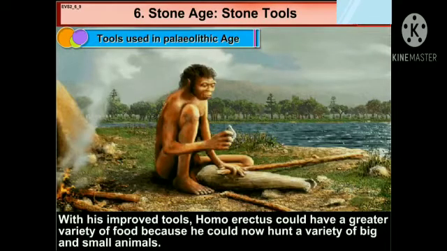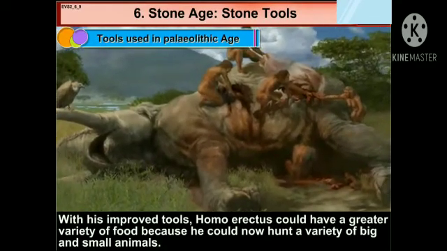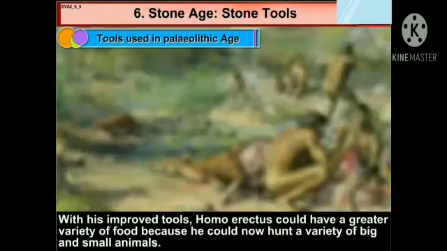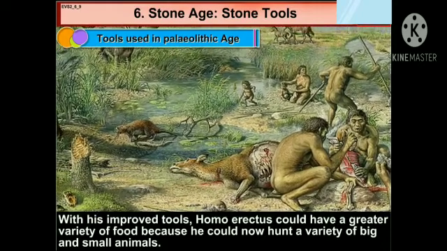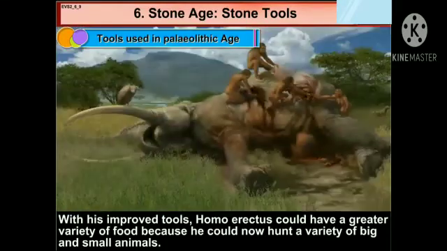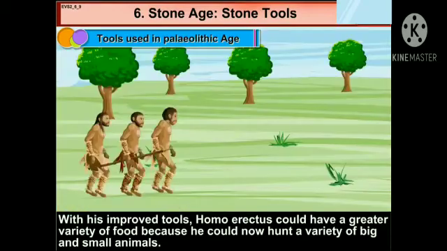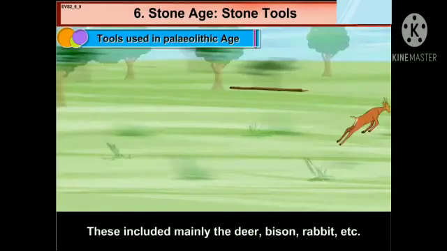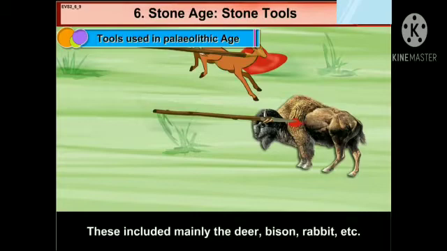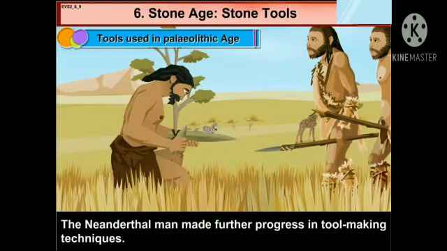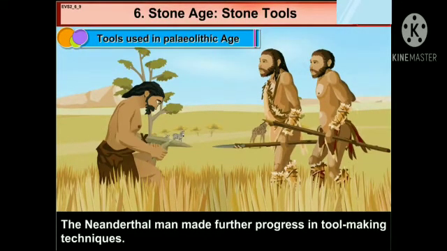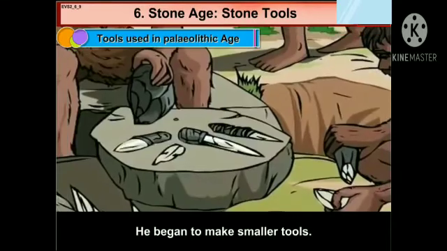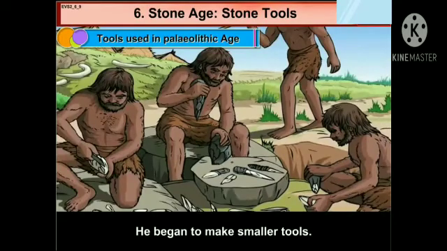Now, with his improved tools, Homo erectus could have a greater variety of food because he could now hunt a variety of big and small animals. These included mainly the deer, bison, rabbit, etc. The Neanderthal man made further progress in tool making techniques. He began to make smaller tools.